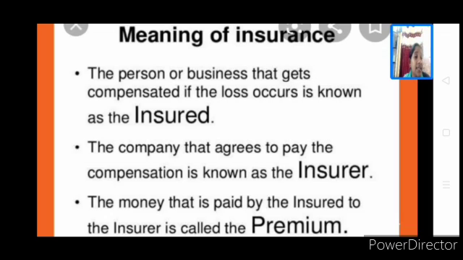The company that agrees to pay the compensation is known as the insurer or assurer. I have paid premium to a company, and the company gives me an assurance that if something happens to me, or after the maturity of the period, I'll be given this much amount. They have committed to that amount, so they are called assurers. That is what an insurer is. Insurer and assurer are always the insurance company.